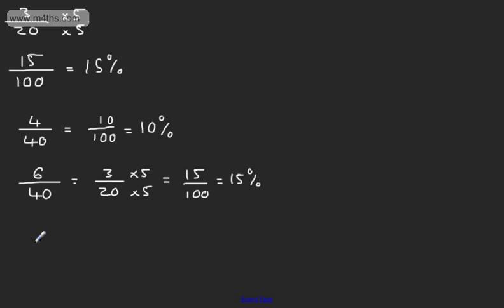So let's do one more. Let's say we scored 7 out of 25. I can see that I need to multiply the numerator and the denominator by 4. So this is going to give me 28 over 100, which is going to give me 28%.